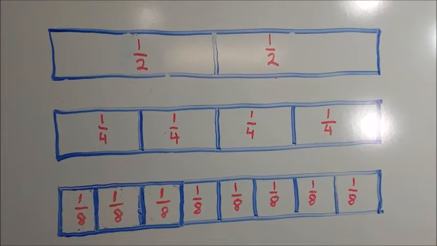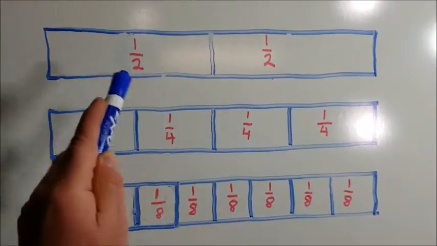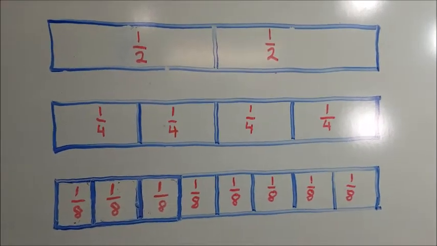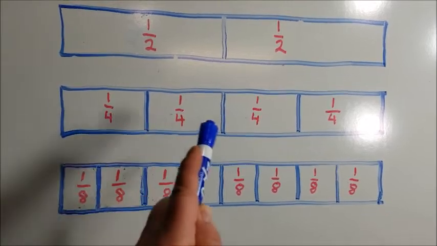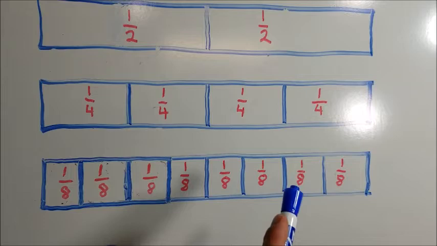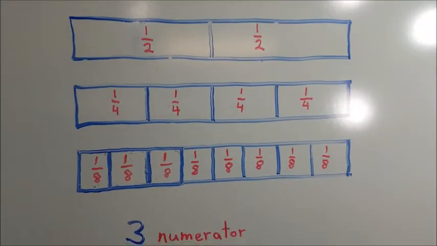Now, what if you want to break something into eighths? Well, break it down into halves. Then chop each one of those in half. Now you have fourths. And then same thing. Chop down each one of those fourths in half again. And you have eighths.